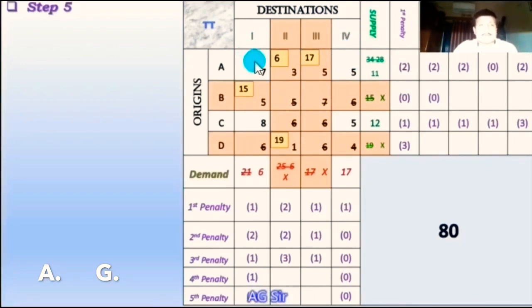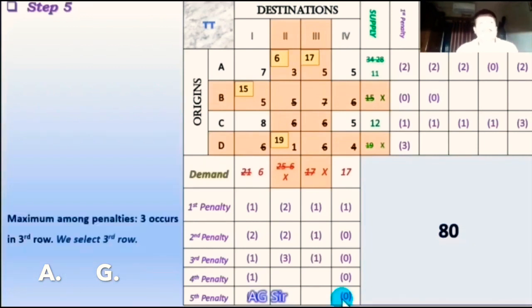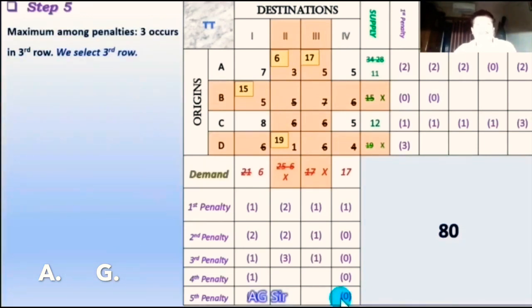Therefore, in this 2 by 2 matrix with cells having cost 7, 5, 8 and 5, you compute the penalties as before. The fifth set of penalties gives you 2 and 3 along the first and third rows respectively, and 1 and 0 along the first and the fourth columns respectively. What about the maximum of these penalties? You find that the maximum of these penalties is 3 and this occurs along the third row. So you select the third row.